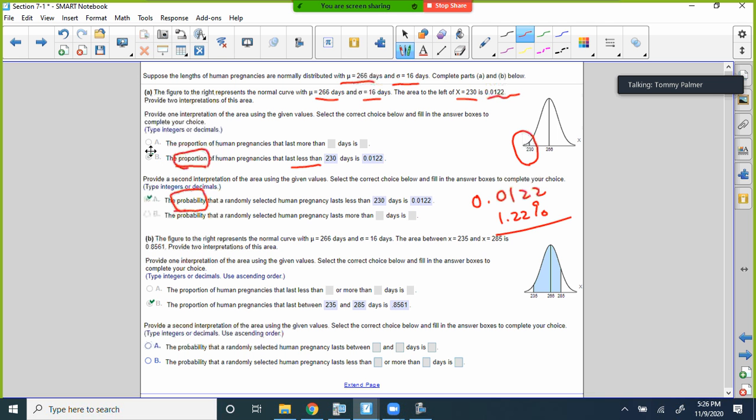But on a normally distributed curve, that's what you've got. So basically, you can sit here and look. They ask you the same thing. It's less than 230 with this being the area underneath. Then they just kind of flip it. You have to do it once for proportion and once for probability.